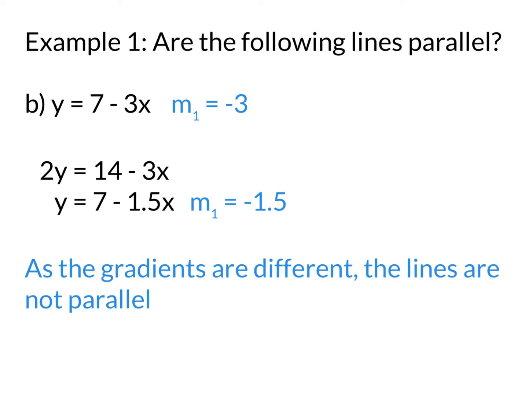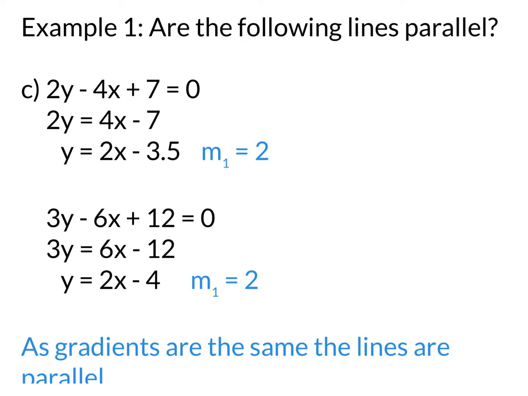For our second example, our first one is y equals 7 minus 3x. So the coefficient, the value in front of the x, is minus 3, so that's the gradient of the first one. For the second one, it's got a 2y at the start, and we need it to be y equals. So we divide everything by 2 to make it y equals 7 minus 1.5x. So the gradient of the second line, the coefficient of x, the value in front of the x, is minus 1.5. Gradients are different, so the lines are not parallel.